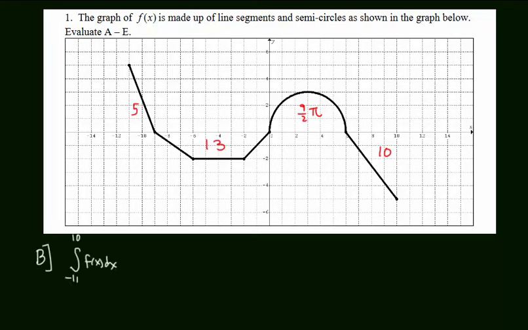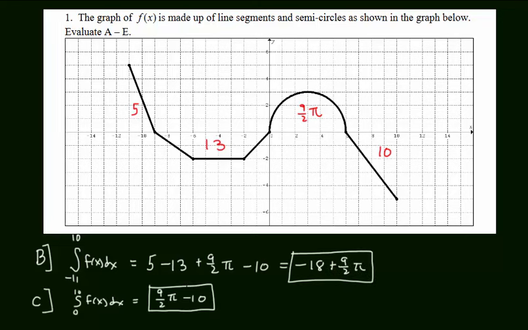In part B, the integral from -11 to 10 of f of x dx, we're going to find this integral by appealing to the geometry. So we have the 5 minus the 13 plus the 9/2 pi minus 10. That equals -18 plus 9/2 pi. In similar fashion, the integral from 0 to 10 of f of x dx is 9/2 pi minus 10.